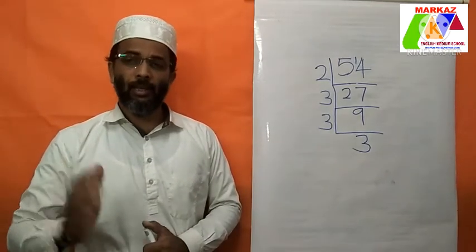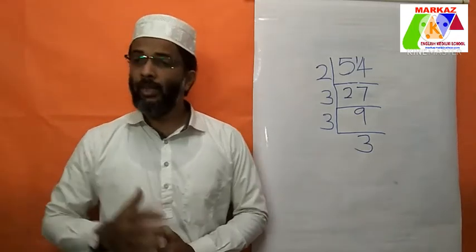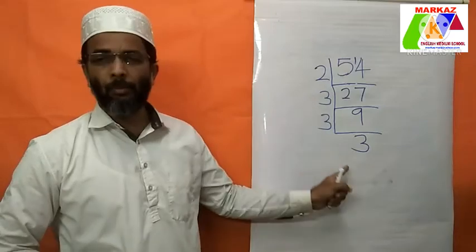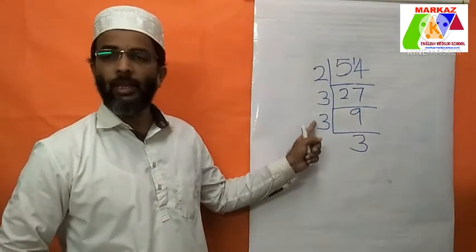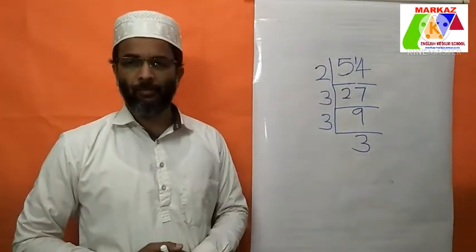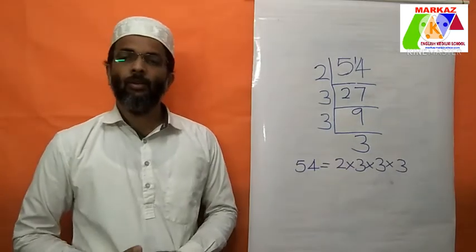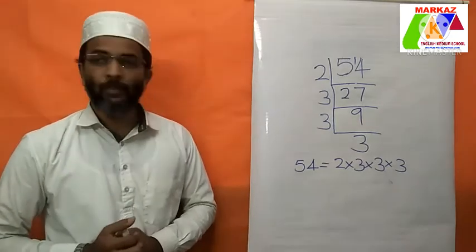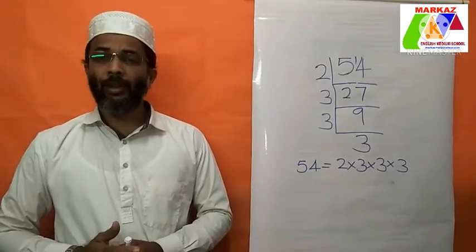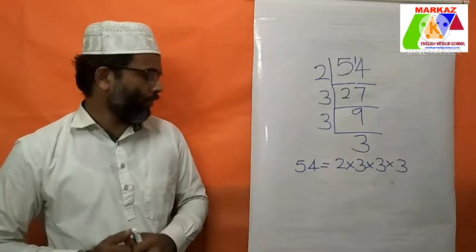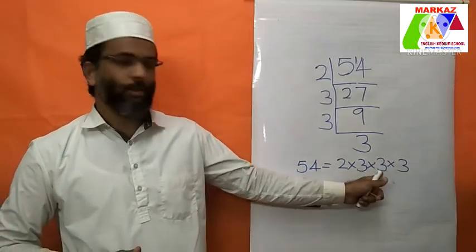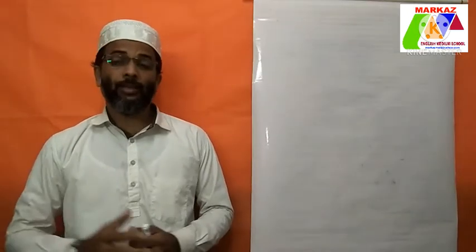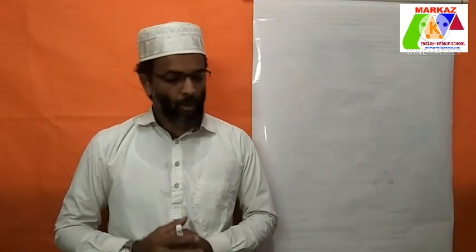So what do we see here? Here we see we got all the factors which are prime numbers: 2, 3, 3 and 3. Is it clear? One more example from your textbook.